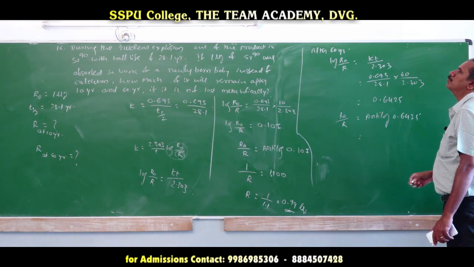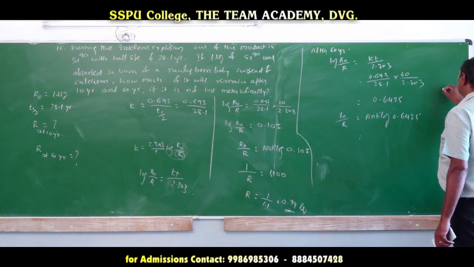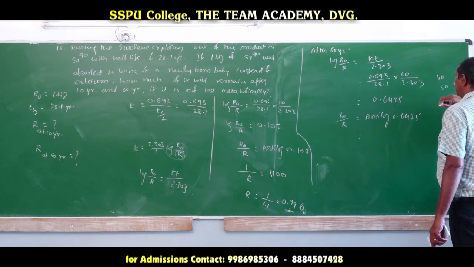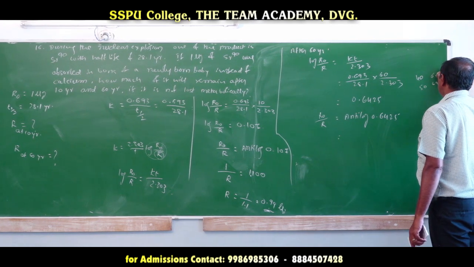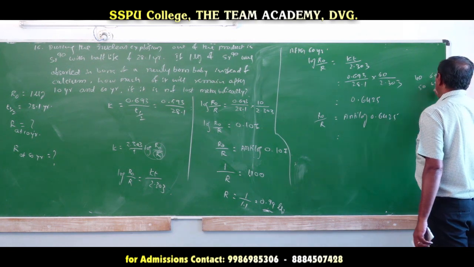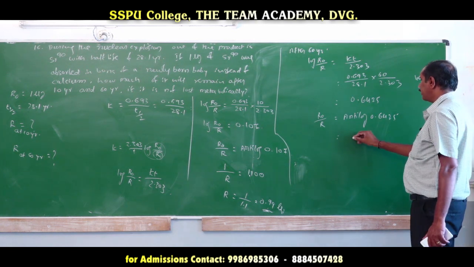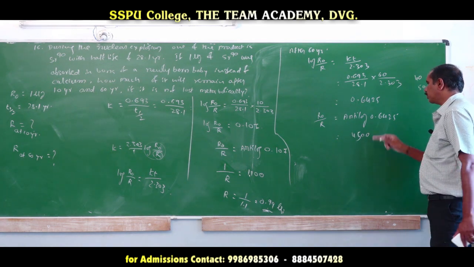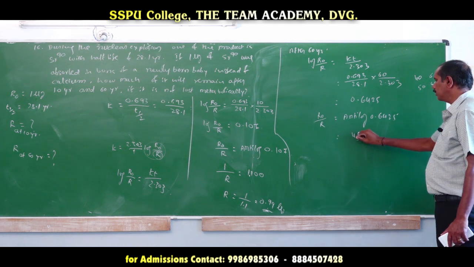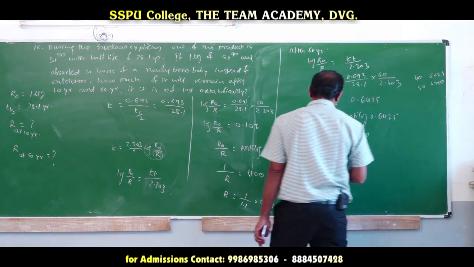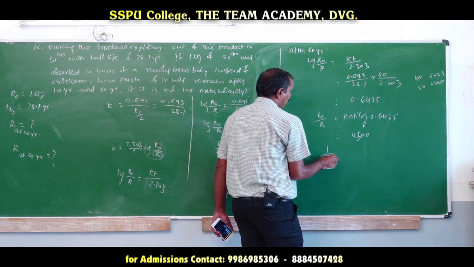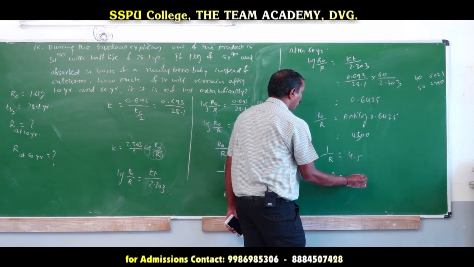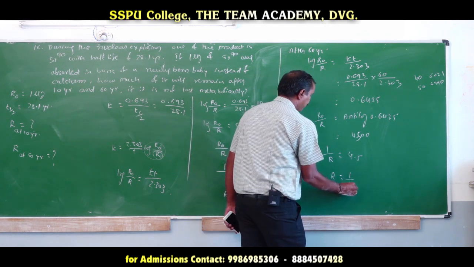Log 50 value is 0.6990, log 40 is 0.6021. 0.64 is nearly 4.5, so 4500. By the n plus 1 rule, 0 plus 1 is 1, so 4.5. We know the R naught value, the initial concentration, is 1, which equals R into 4.5, so R equals 1 divided by 4.5.